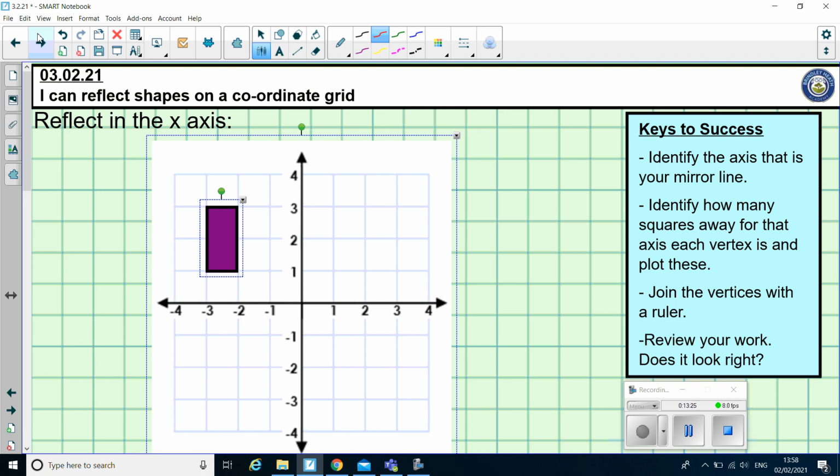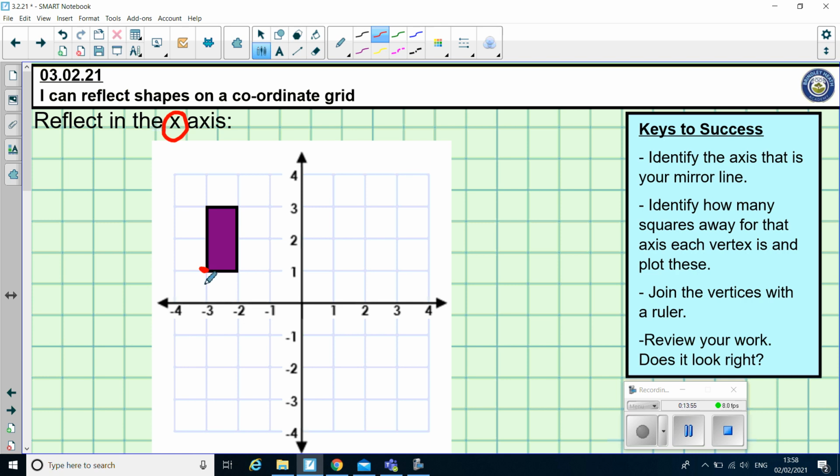Next question then. I'm going to do a couple of these. This time it says reflect the shape in the x-axis. Right, so before we were reflecting in the y-axis, we were using this as our mirror line, but this time we're going to be using this axis, the x-axis, as our mirror line. So when we're counting how many squares away, we need to count how many squares between the shape and the x-axis this time. So again, keys to success exactly the same. I'm going to start with 1 vertex at a time.